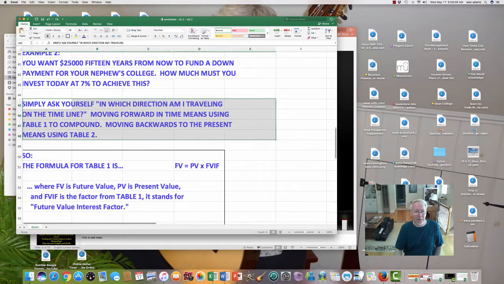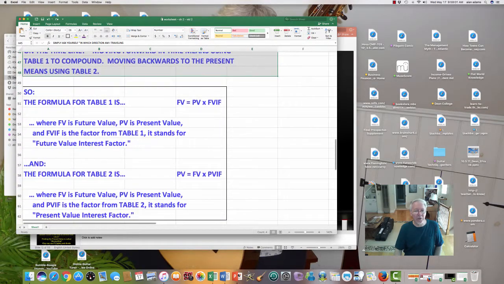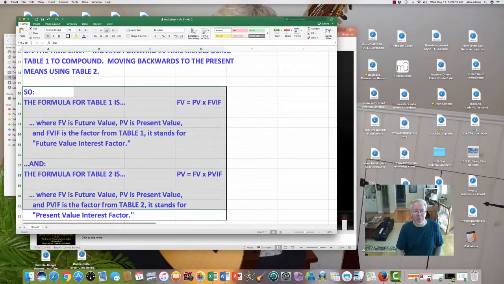These are the formulas, friends, that go with the tables. FV equals PV times FVIF. Oh, I hate algebra. But in plain English, the beautiful part about algebra is you can express it in English, ladies and gentlemen. Table 1: to find a future value, take the present value times table 1. Table 1 is the FVIF, future value interest factor.